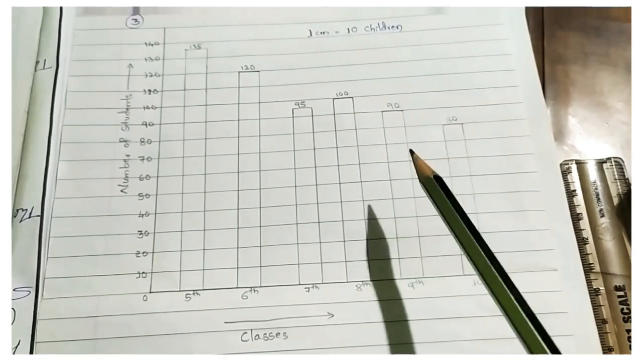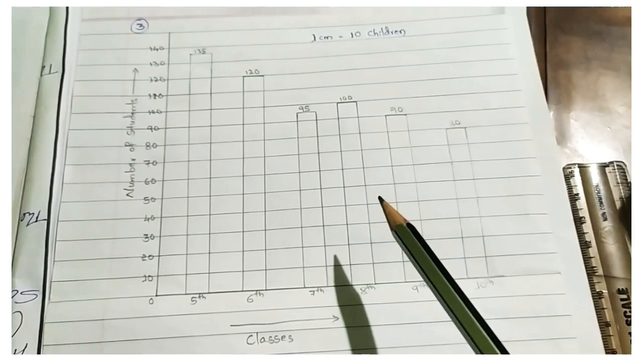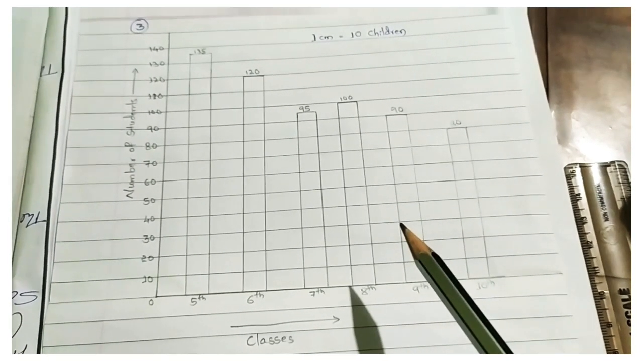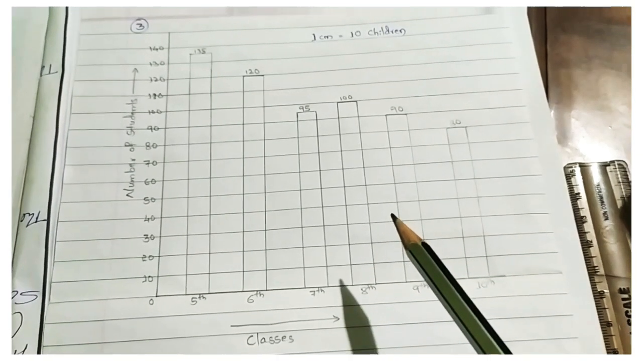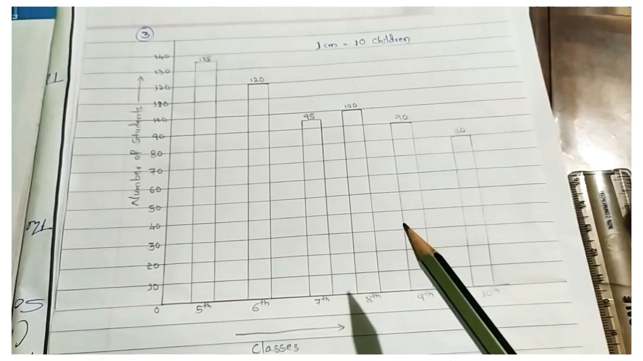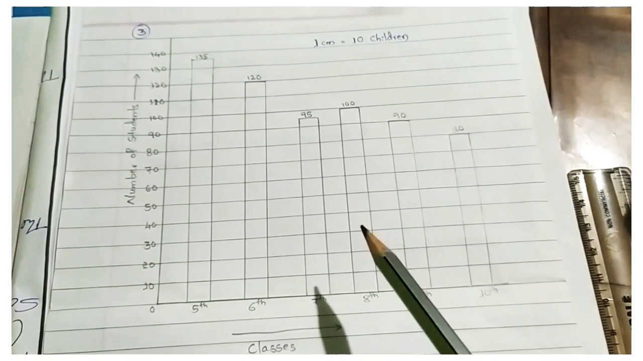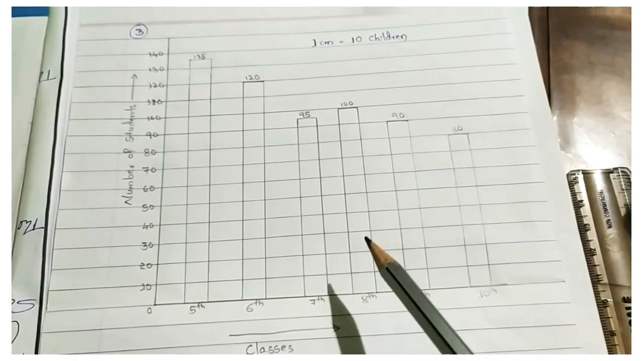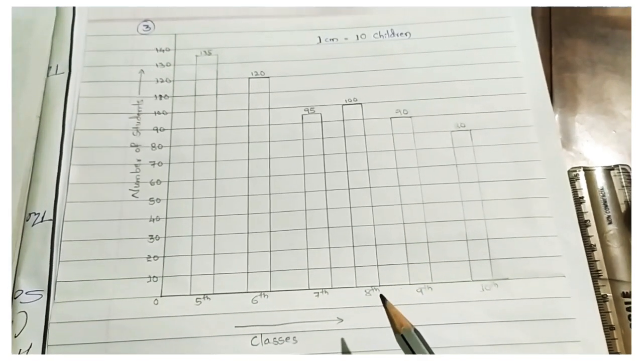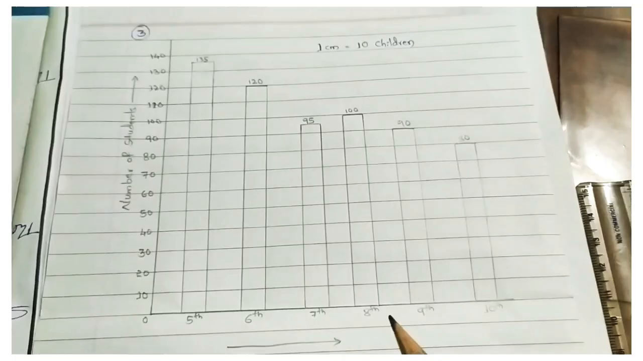So here I drew it on ruled paper. You can draw it on graph paper also, or you can draw it on unruled paper also. While drawing on unruled paper, try to concentrate on the centimeters, how you are taking the measurement. Okay, now coming to the questions.